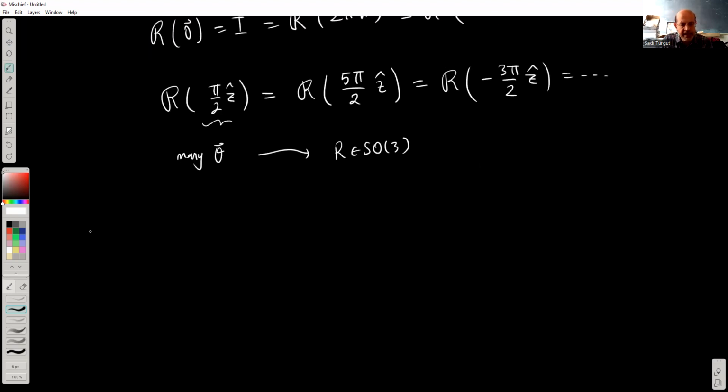I think I need to add this so I can express any rotation by angle theta as successive application of rotations by theta over n applied n times. When n goes to infinity, you can see that theta over n goes to 0. So basically, you can express the rotation as a successive application of small rotations.